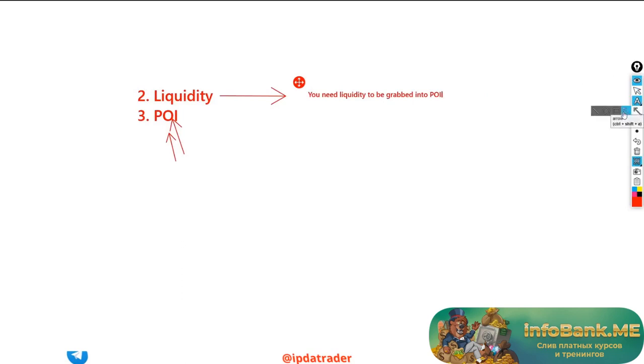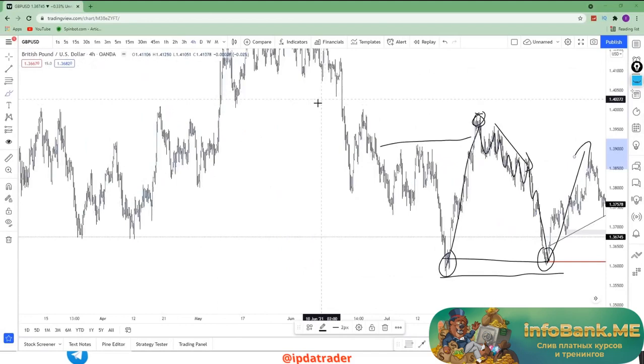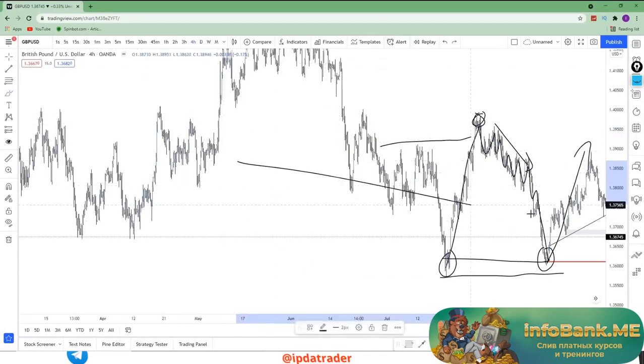Now, in regards to POI, you need at least a 61% retracement of the impulse for a POI, okay? And do not worry, I will illustrate that in a second. So 61% plus retracement is necessary to consider a POI. And let's actually go back to the charts because it's going to be much better to explain that.